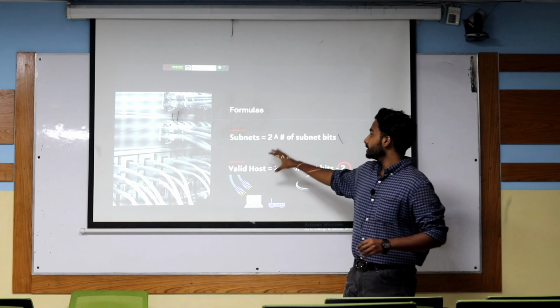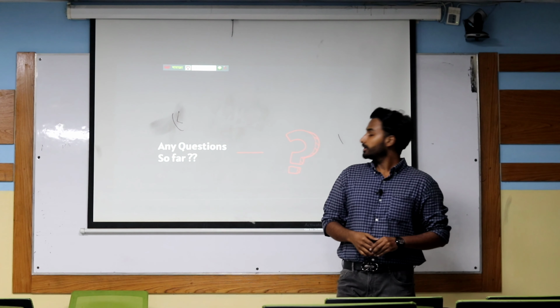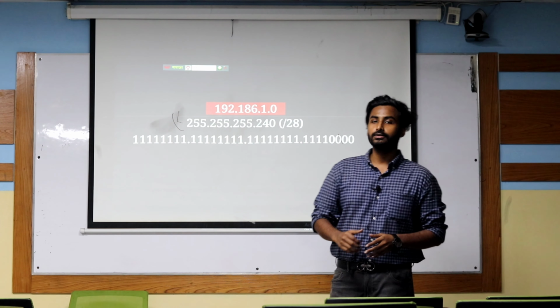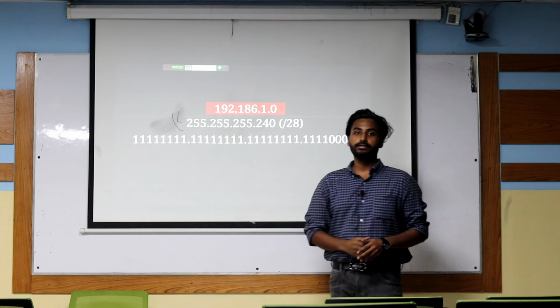because a valid host means we can connect that IP address to any kind of endpoint, like a computer or router. So far, any questions on those two equations? Okay, then we can go through an example and try to solve it together.